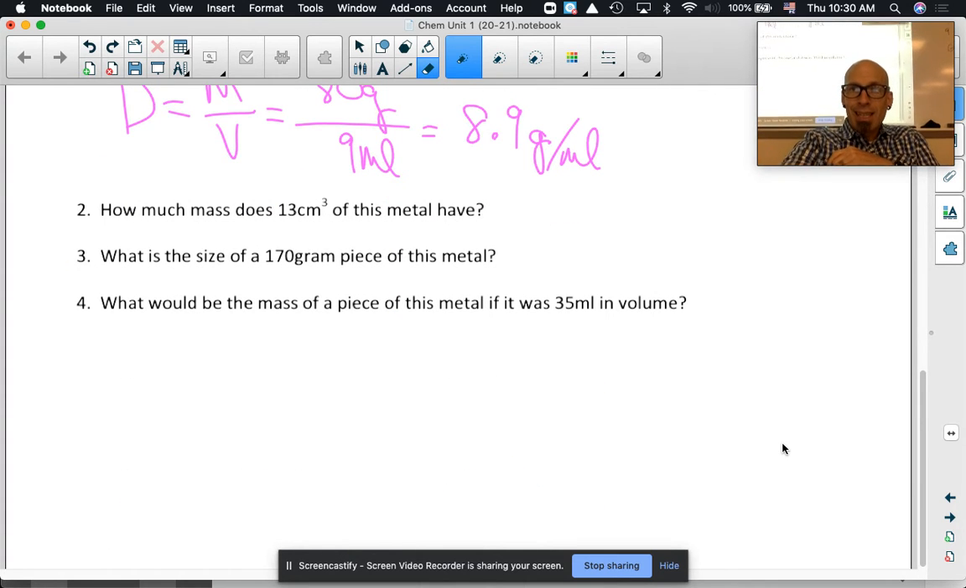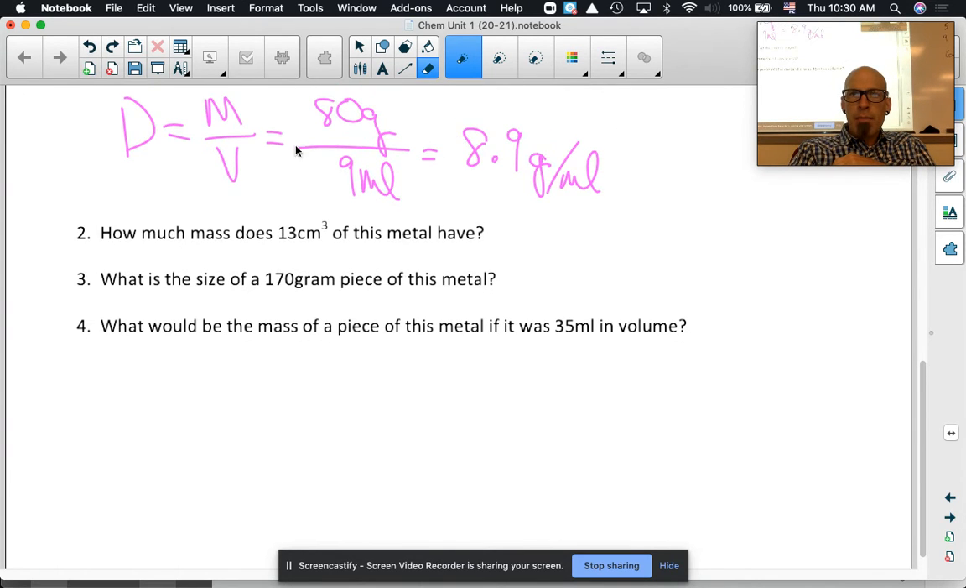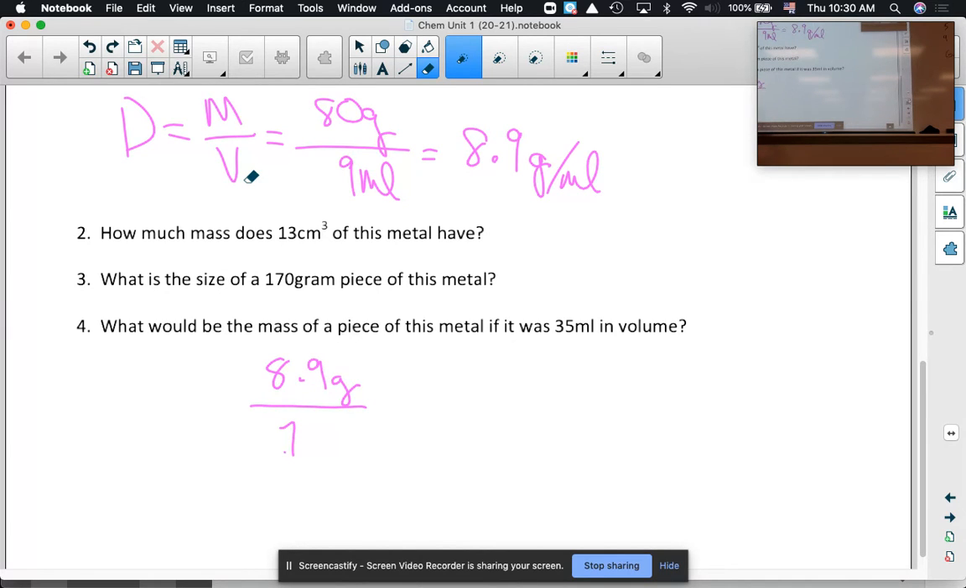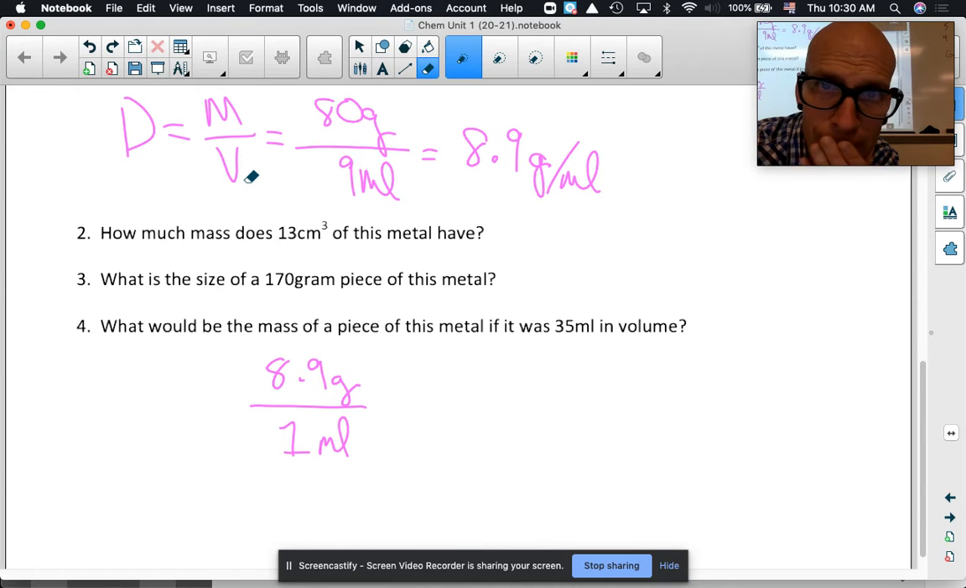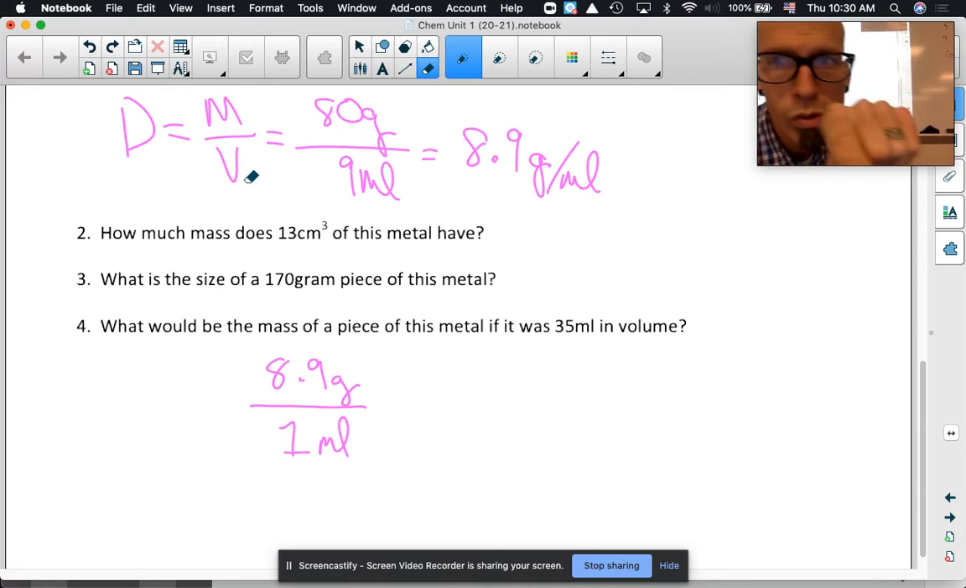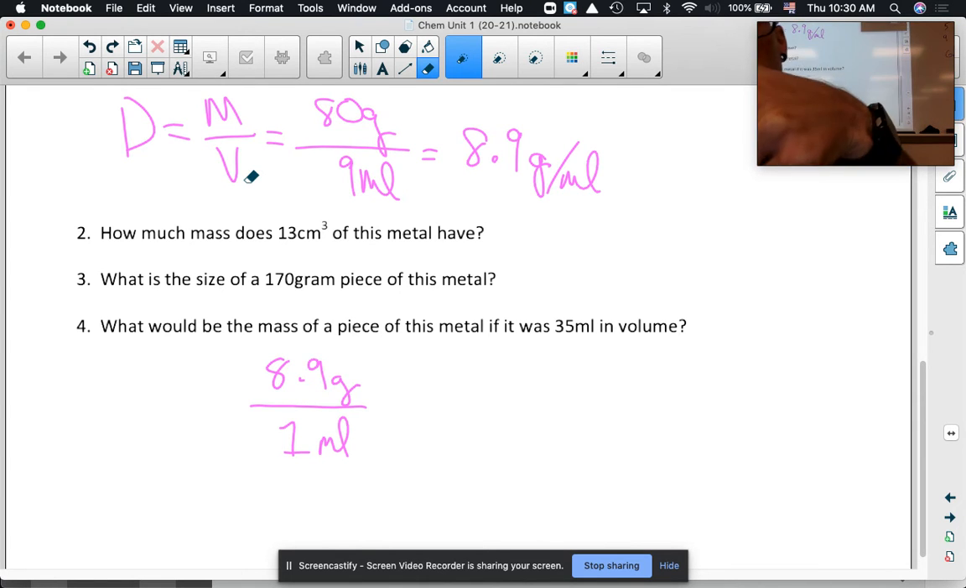Let's think about density. Let's think about this slope here. This is a mass to volume what? Ratio. Oh, so it's actually 8.9 grams for every 1 mL. It's an 8.9 to 1 ratio. Oh, wait a minute. I'm trying to point.